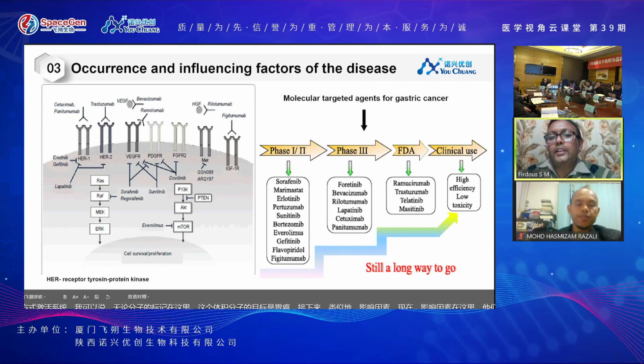And over here, the different drugs in the pipeline in different phases have been shown. They target the different growth factors. For example, erlotinib is generally targeted to the cell surface associated receptor tyrosine protein kinase. And there are certain molecules like telatinib and masitinib. These are certain molecules which are approved by the FDA. Next slide.